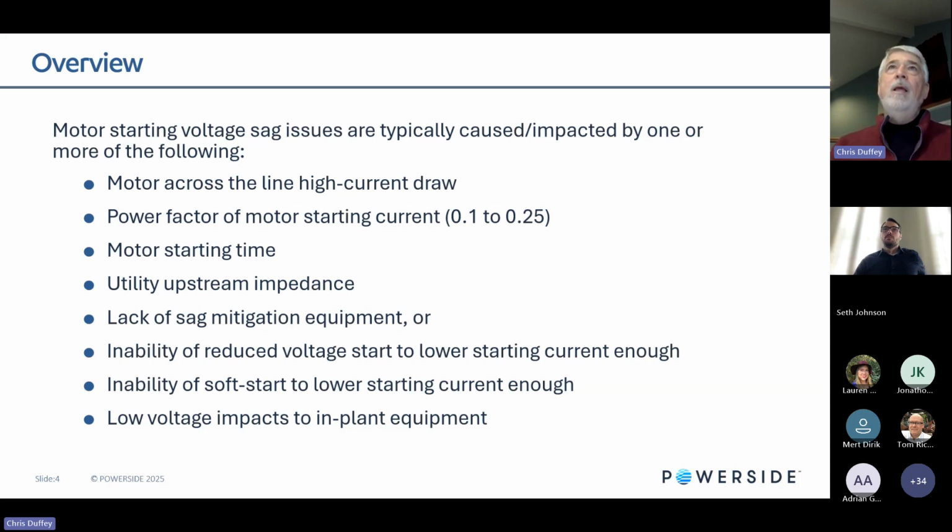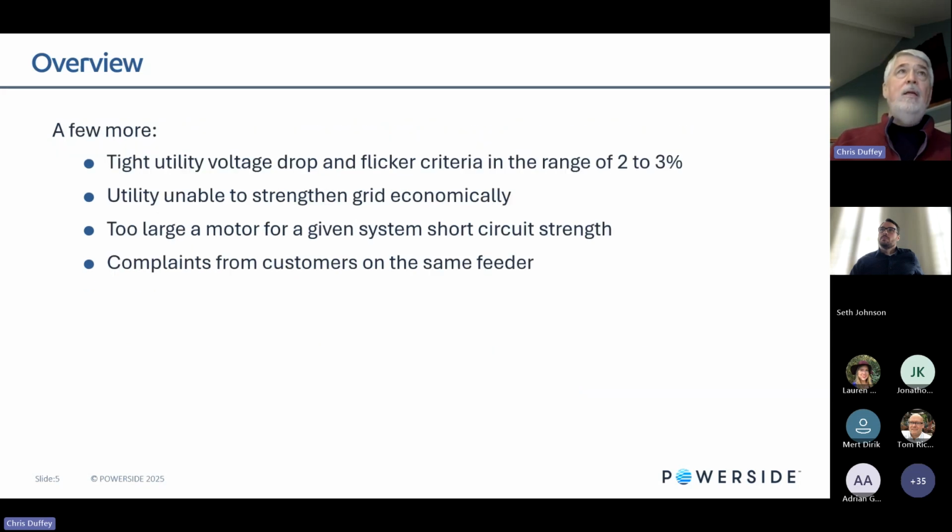So, motor starting voltage sag issues. When they appear, they're typically caused or impacted by one or more of the following: the high current draw from the motor itself; the poor power factor of the motor, typically ranging somewhere between 0.1 and 0.25; the starting time; the upstream impedance, or high impedance, which is typically where you get the greatest amount of voltage sag depth; the lack of sag mitigation equipment, or the inability of that equipment, like a reduced voltage starter or a soft starter, to lower the starting current enough or to compensate enough; and low voltage impacts to the in-plant equipment, which would be a reason why we'd want to address it, because something might be tripping offline.